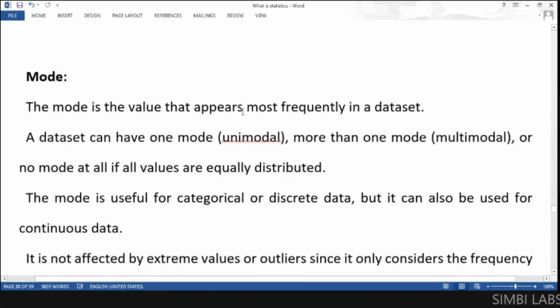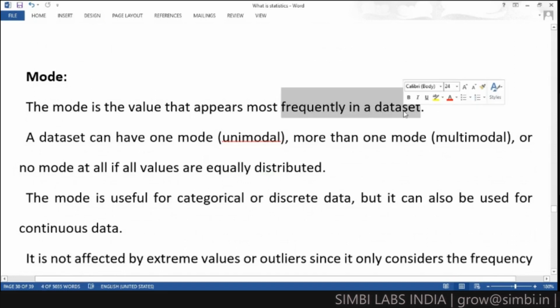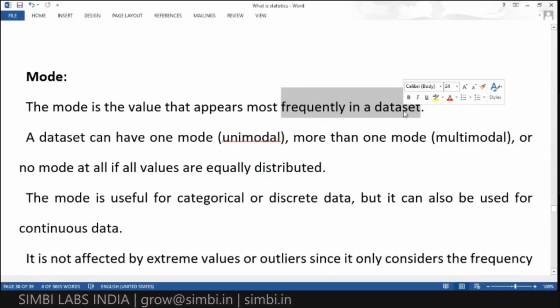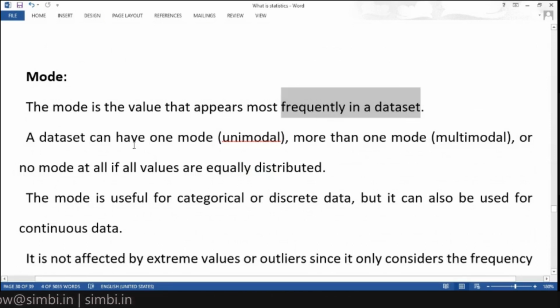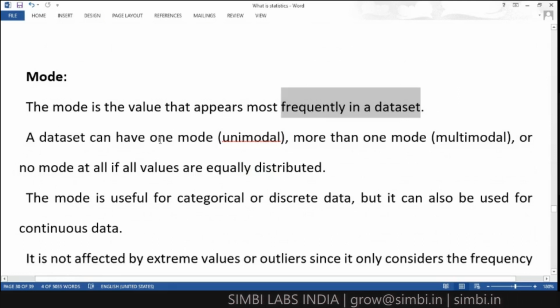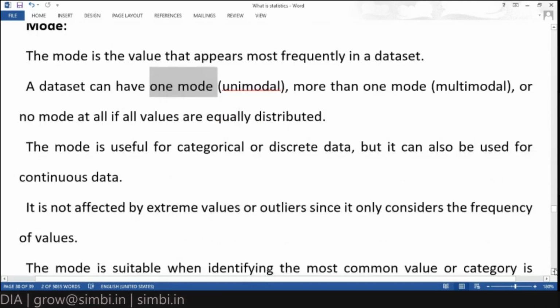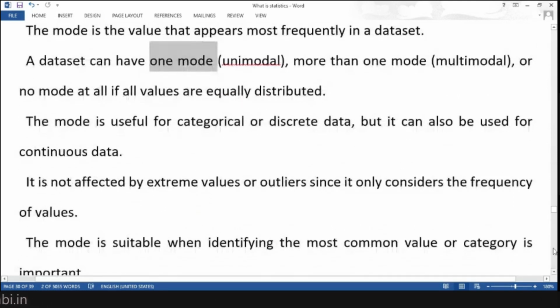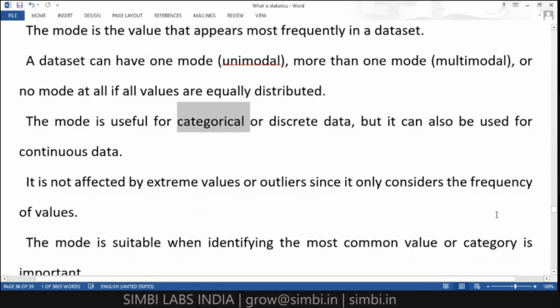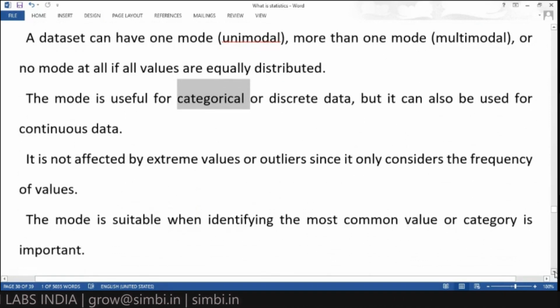Mode is the value that appears most frequently in a data set. Why I say this is, in the data, whatever information we have, there can be one mode or more than one mode or no mode. Whatever information we collected, in that we will get this type of modes. So what is mode? How do we collect the information? This mode is useful for categorical or discrete data. For that purpose, we'll use this mode information.